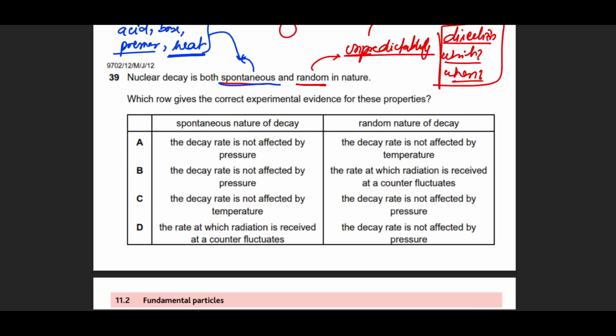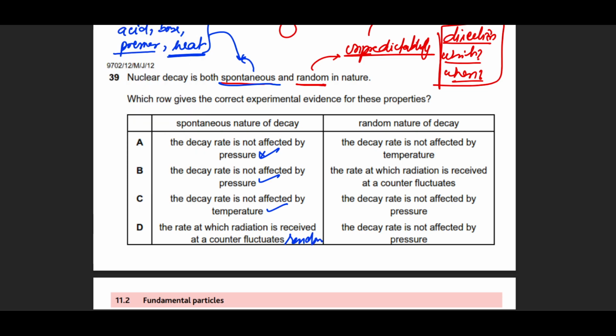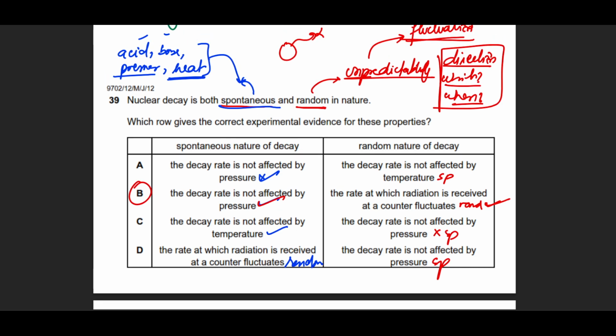The decay is affected by pressure. No, it's not affected by pressure. Yes, this is being spontaneous. The decay is not affected by temperature. Yes, this is spontaneous. The decay radiation received at the counter fluctuates. No, this is the randomness. So random is what causes the fluctuation in the reading. Now let's go to this side. The decay radiation at the counter fluctuates: yes, this is being random. Decay affected by pressure: no, this is being spontaneous. So the two things that match in both columns is option B, right?